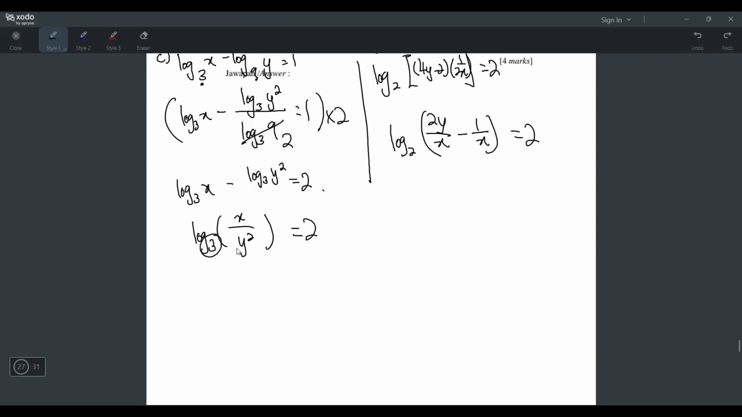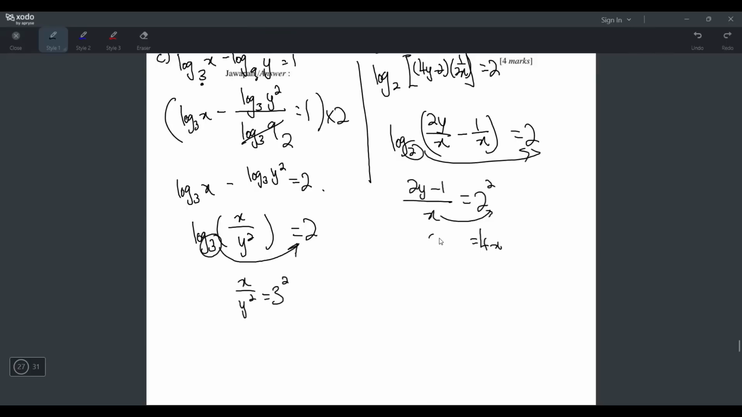How to perform anti-log is you move the log base to the other side. When you do that, the log base becomes the number base and the 2 becomes the power. So it becomes like this. And here we do the same also. Since the denominator is the same, I can straight away combine like this. Then it equals this one, perform anti-log. It becomes 2 power 2, which is 4. So here becomes 4, and then the x moves here and becomes times, and then 2y minus 1. And here also you can simplify a bit: 3 square is 9, and then y square.